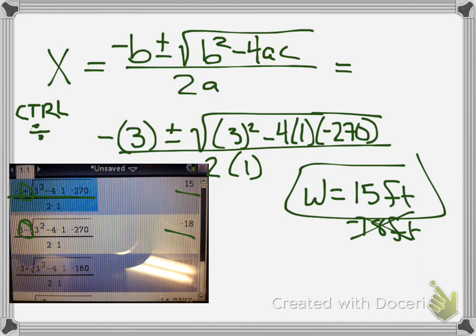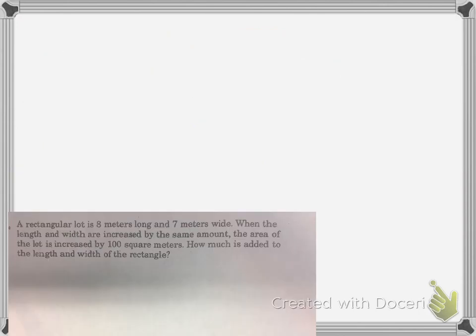So the idea here is to see if you can set up different types of problems. I'll give you one more example. Here's another example. A rectangular lot is 8 meters long and 7 meters wide. If I draw a picture, that one's 8 by 7. When length and width are increased by the same amount, and here's a big key, increased by the same amount, the area is increased by 100.